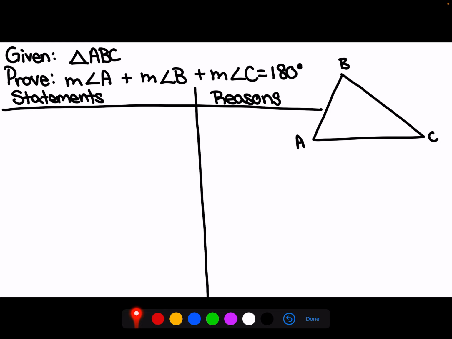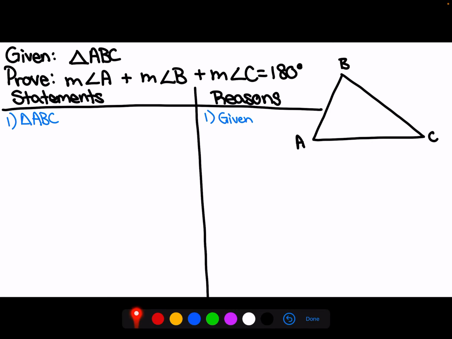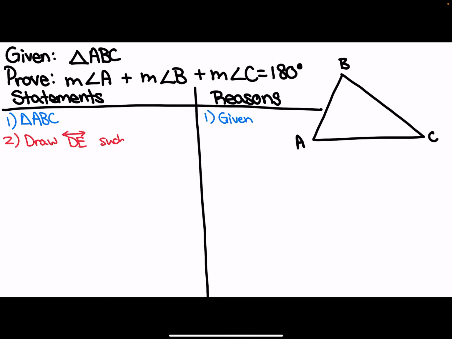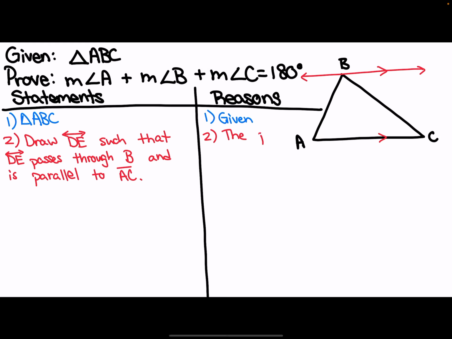We're given triangle ABC. We want to prove that angle A plus angle B plus angle C is equal to 180 degrees. So first off, we start out with our given. Now, from here, we're going to make a line that will make this triangle look very similar to our triangle that we did in our warm-up. So we're going to create line DE. And line DE is going to be drawn such that it goes through point B and is parallel to line AC. Now the reason that we can do this is the parallel postulate.